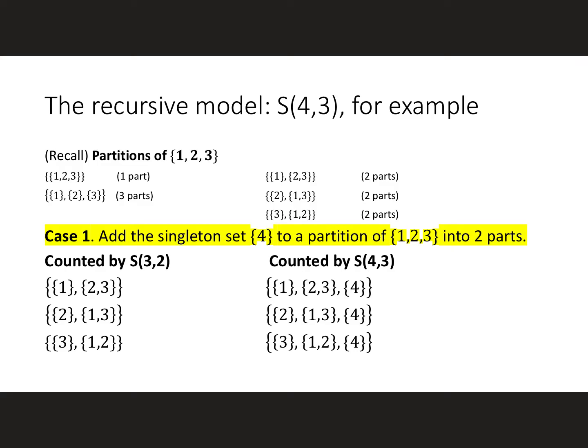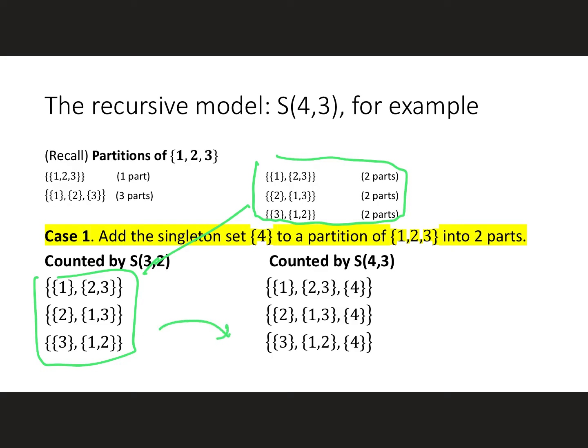In case 1, I said that I was going to add the singleton set 4 to a partition into 2 parts. And so again, these are my partitions into 2 parts. So I've rewritten them here. And then all I've done is add in the singleton set 4 to the partition, and I get these 3. And so these are all counted by S43. Those are partitions of 1, 2, 3, 4 that use the number 4.